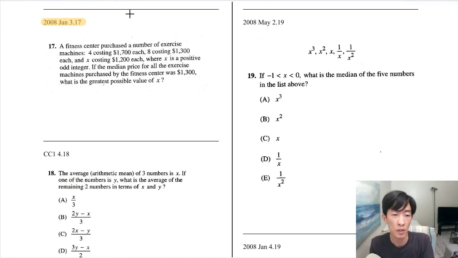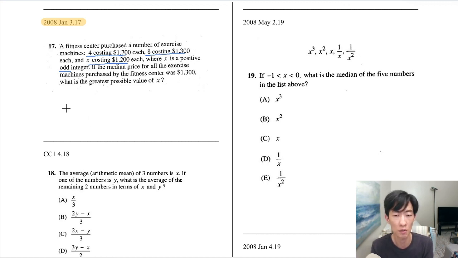Question 17, more of a conceptual problem, but I'm putting it in here just for the sake of practice. A fitness center purchased a number of exercise machines, 4 costing $1,700, 8 costing $1,300, X costing $1,200, where X is a positive odd integer. If the median price for all the exercise machines purchased was $1,300, what is the greatest possible value of X?